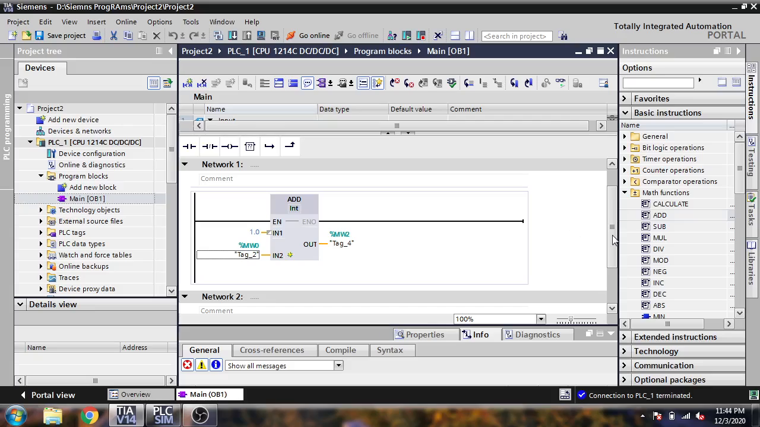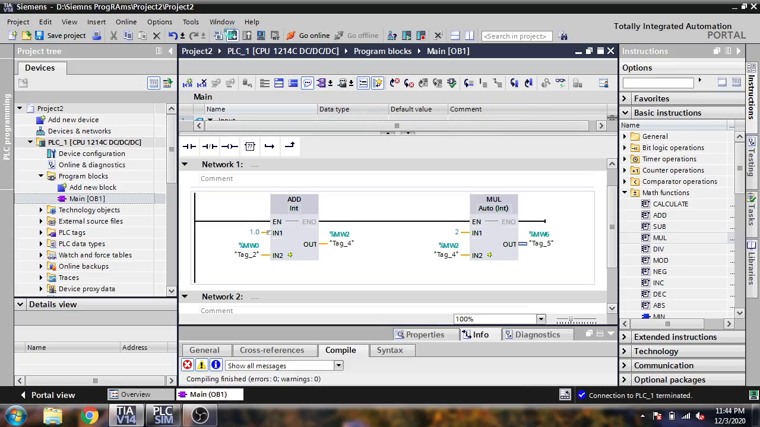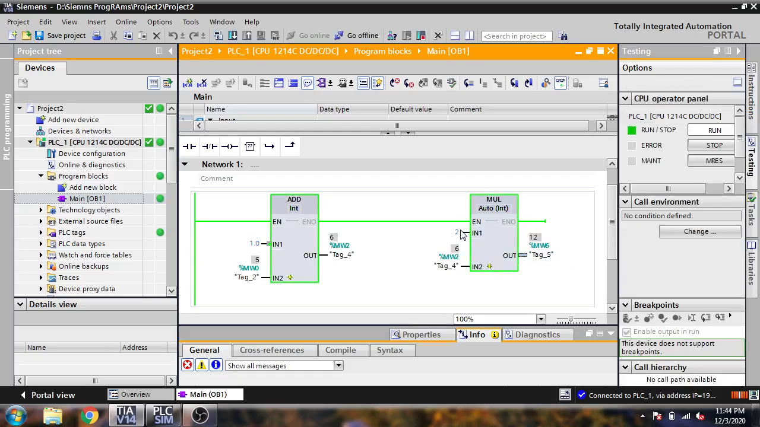Now I am going to close it and use multiply there. I am going to select 2 and multiply by MW2. So you will see MW2 going there, and now I am using MW6 there. I am going to compile that, download it to my PLC, and go online. You will see it multiplies 2 by 6, which is equal to 12. So that's how the multiply function works in our TIA portal.